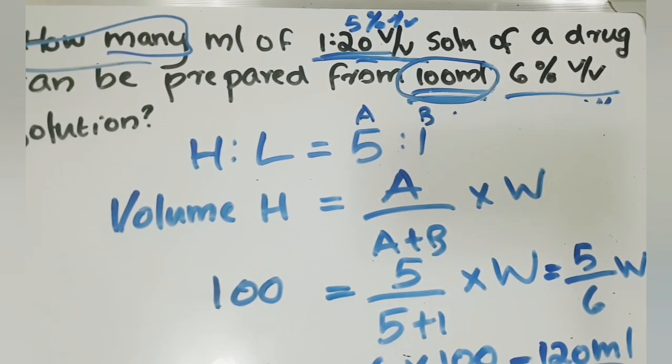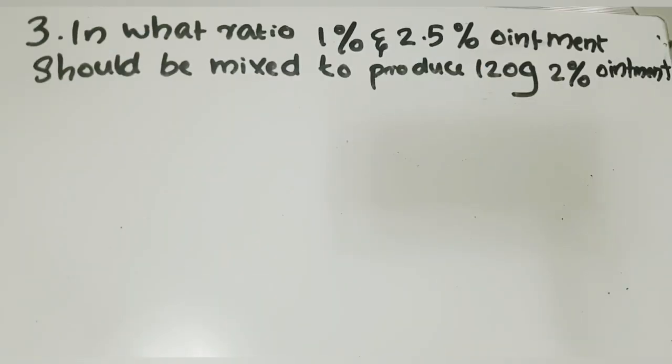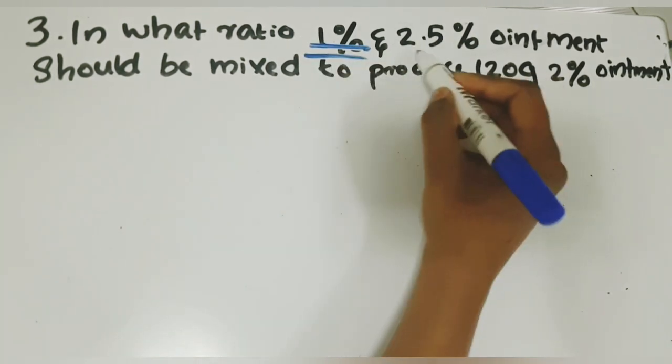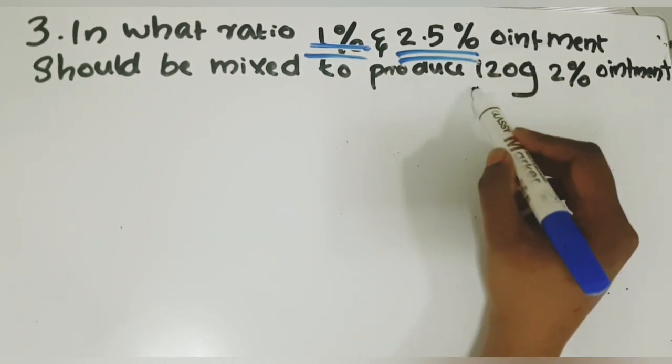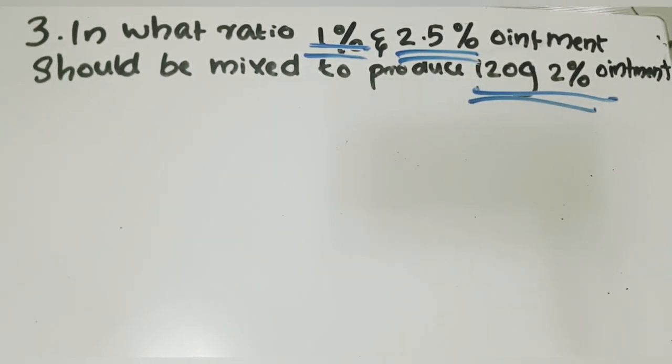Now let's see another example for the same. So the third question: in what ratio should 1% and 2.5% ointment be mixed to produce 120 gram 2% ointment? Till now you have seen two examples that mainly involve liquids or solutions. So here you can see an example for a solid. This question can be associated with ointments or creams. So in what ratio should 1% and 2.5% ointment be mixed to produce 120 gram 2% ointment?